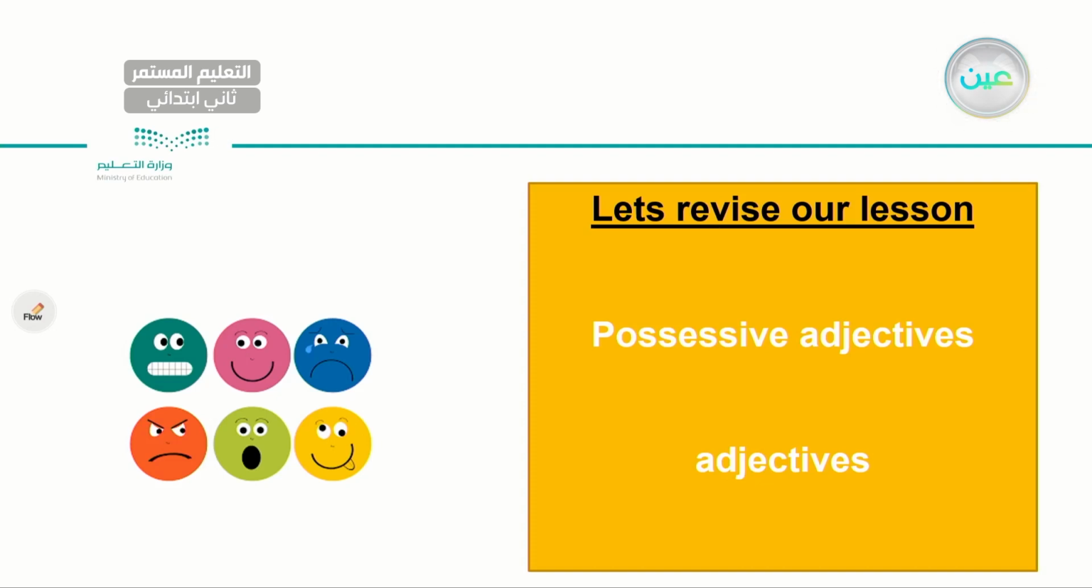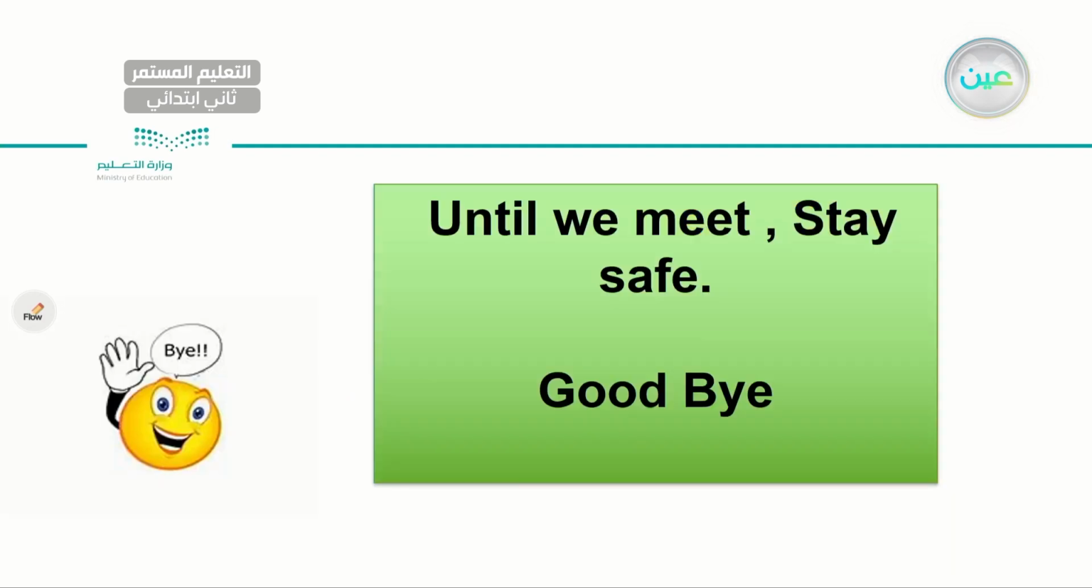Now, let's revise what we have learned in this lesson. We try to remember what we have learned in the previous lesson, which was the possessive adjectives. We described different kinds of feelings, and also we talked about the possessive adjectives, how to use them if it's followed by a verb or by a noun. So that was my lesson, my dear student.